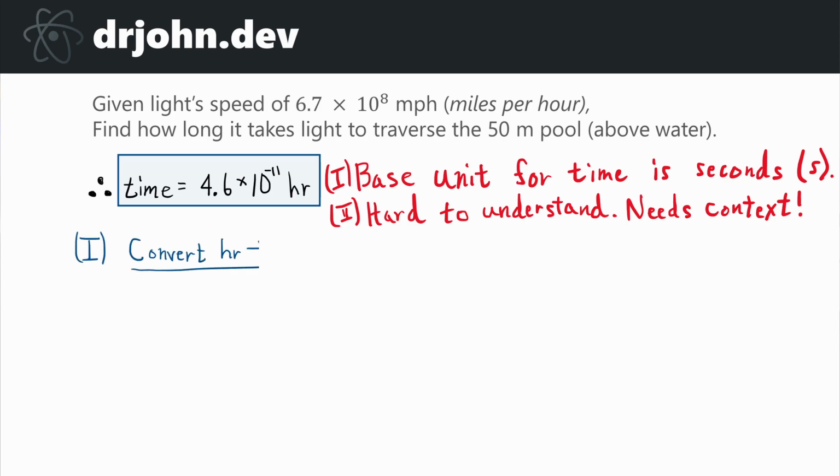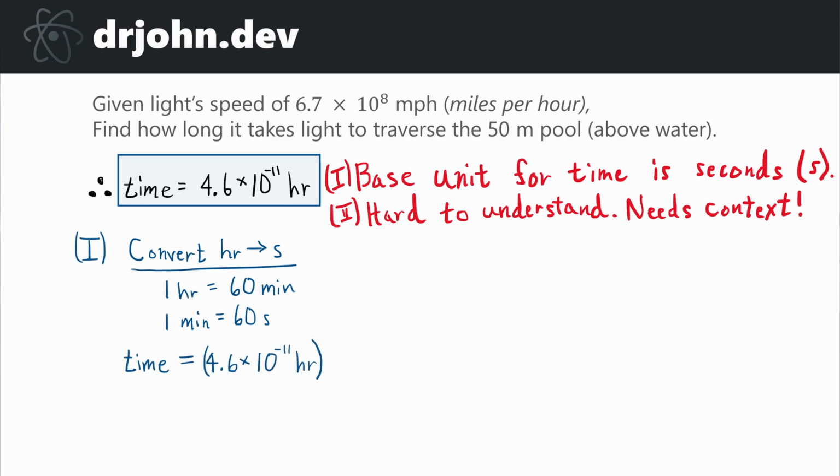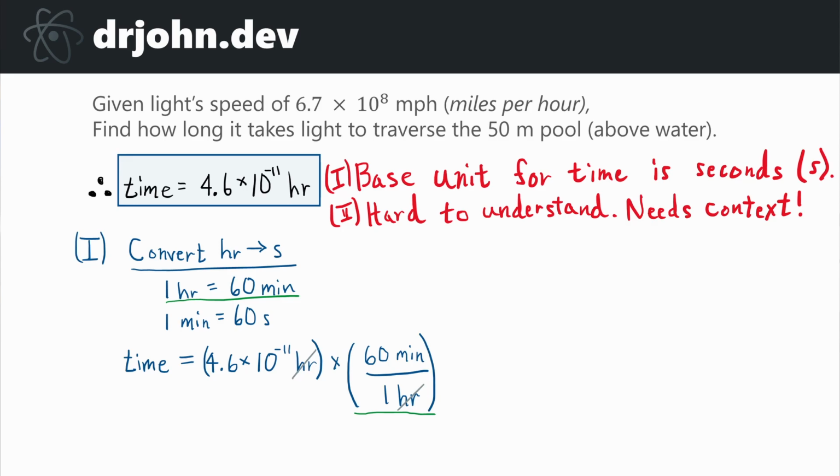First, let's convert the hours to seconds. We can apply the same logic as before. First, write out expressions relating hours to minutes and then minutes to seconds. Then, looking at the quantity to convert, multiply by a ratio that will cancel the unit and replace it with a new one. In this case, if we multiply by the ratio of 60 minutes over 1 hour, the hours will cancel and be replaced with minutes. But we want seconds, so we can multiply by another ratio, and this time it's the 60 seconds over 1 minute ratio in order to cancel the minutes and replace it with seconds.